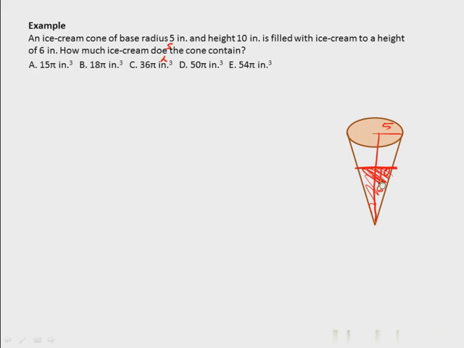So this is the amount of ice cream the cone contains. So I need to find the volume of this new cone. I need to find the volume of this smaller cone. So I need the radius of the smaller cone and the height of the smaller cone. Well, they've given me the height of the smaller cone. They've said it's 6 inches. But the radius isn't 5. 5 is the radius of the entire cone. This is a much smaller radius. Let me see if I can relate the two radii.